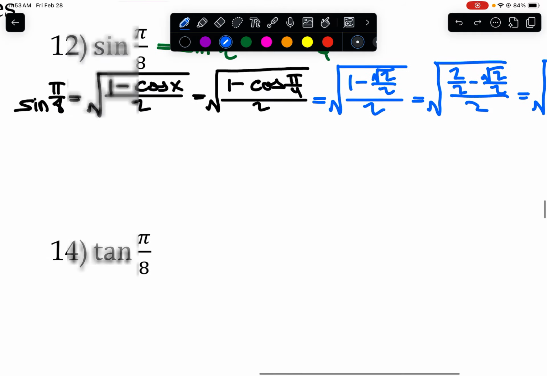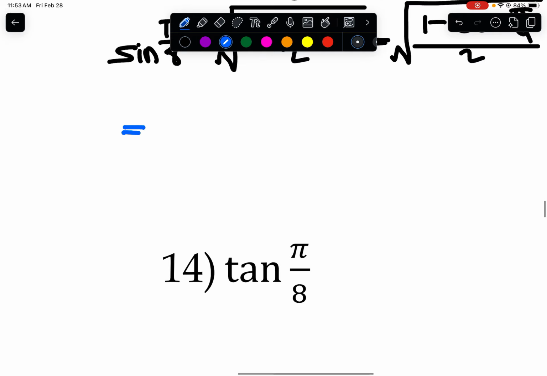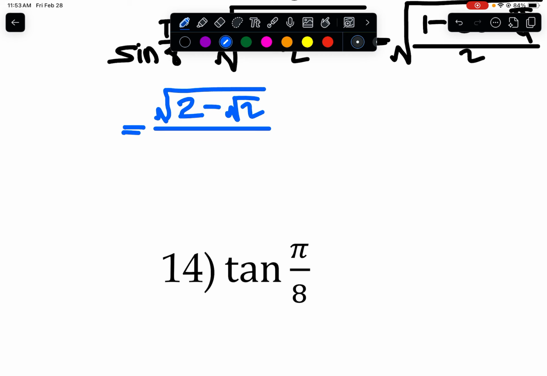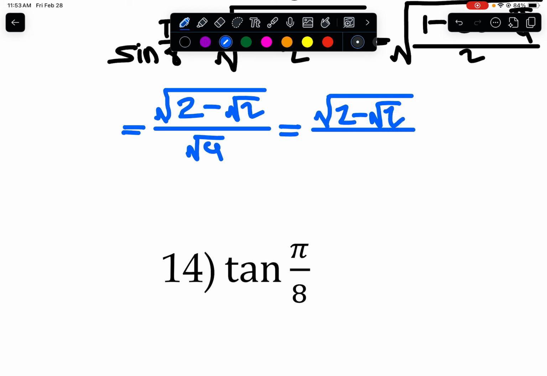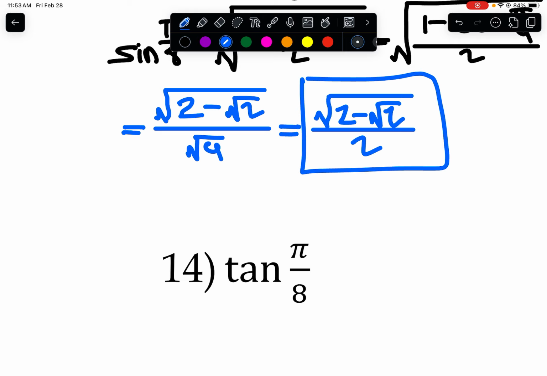So now I'm going to separate. So I'm going to have the square root of 2 minus root 2, and then that's going to be over the square root of 4, which when I simplify, so now we're going to have the square root of 2 minus root 2 over 2. So that would be your simplified form.